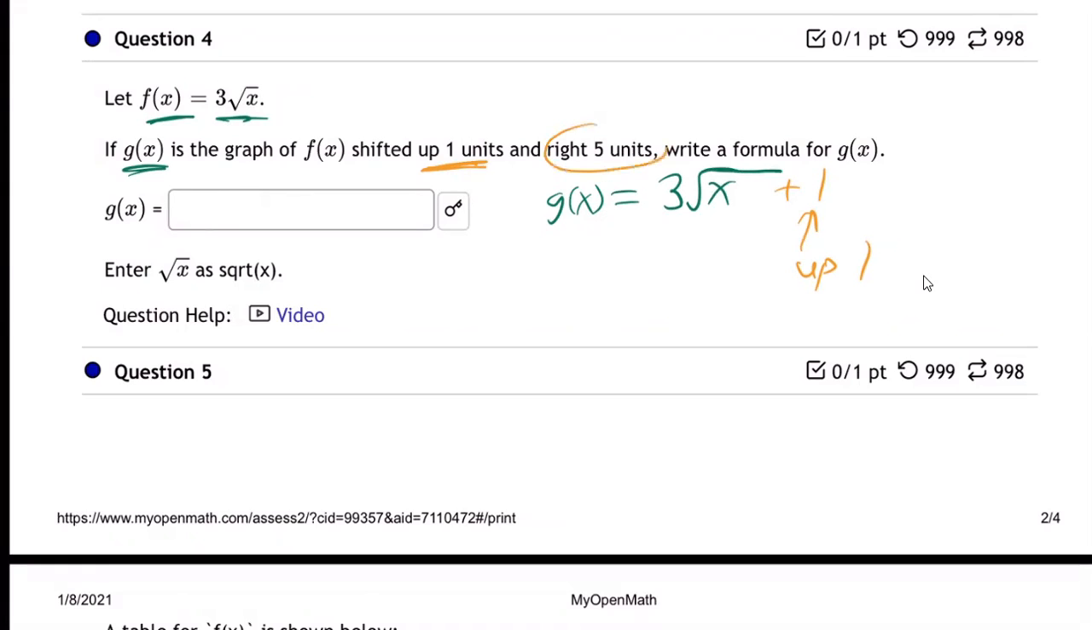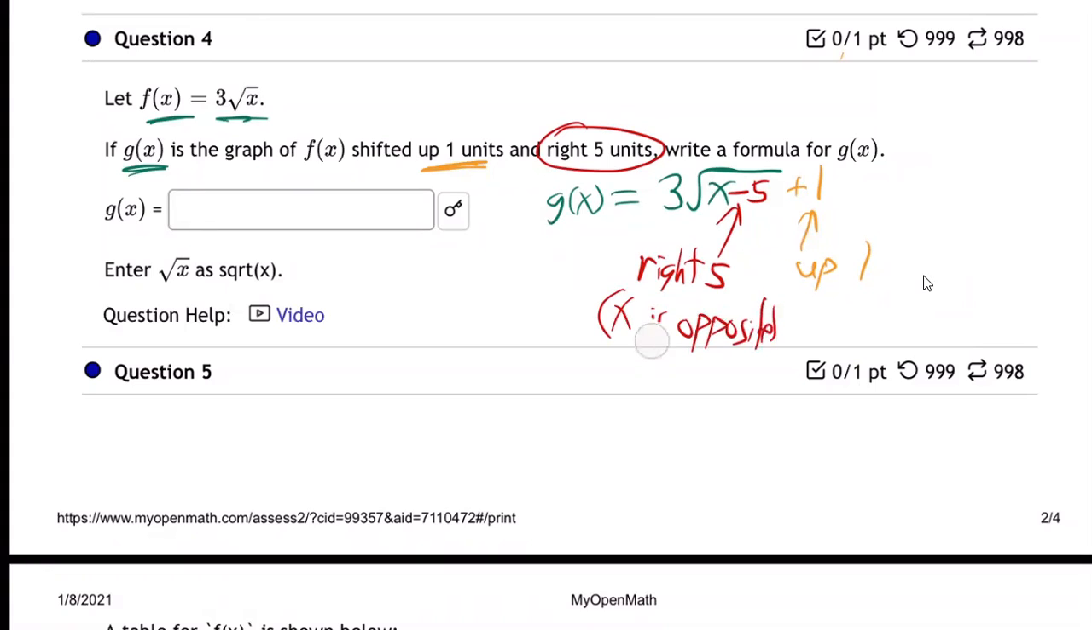And how am I going to go right 5? What am I going to do to make it go right 5? Minus 5. Oh, kind of running out of room there. There we go. Let me slide this over so it's clear that this is outside. Whoops, not the color I wanted to use. Yeah, so there we go. This is right 5 because x again is opposite. So that's an x. How do we know that's an x effector? Because it's in x's little world. It's in the square root.